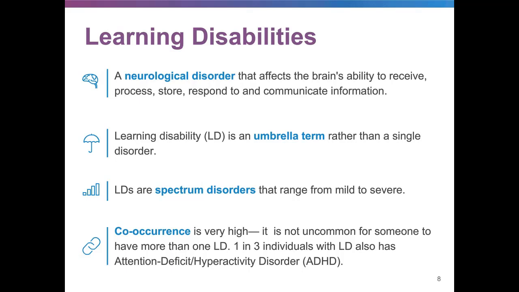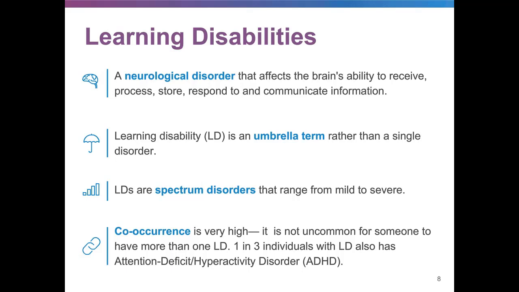A learning disability, the term, is an umbrella term. It's not a single disorder. There are various kinds of learning disabilities that affect various aspects of learning. LDs are also spectrum disorders, which means that they range from mild to severe. So you can have a specific learning disability like dyslexia. You can have a milder form of that or a more severe form of that.